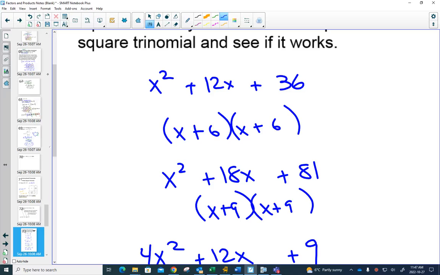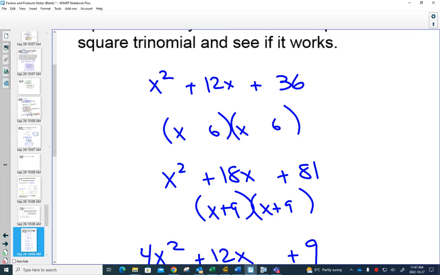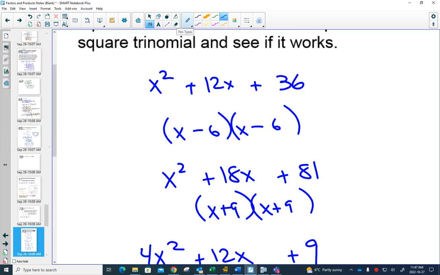What would happen if you made it a perfect square, but both of these were negatives? Wouldn't the outside be minus 6x, inside minus 6x? You could get minus 12x. It would still work. And it would still give you plus 36 in the end. Okay. Cool.